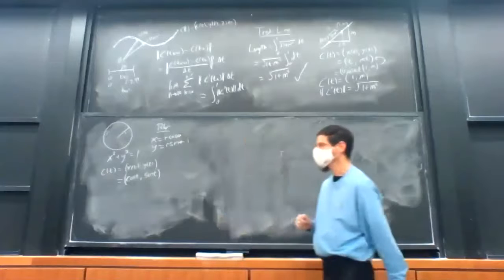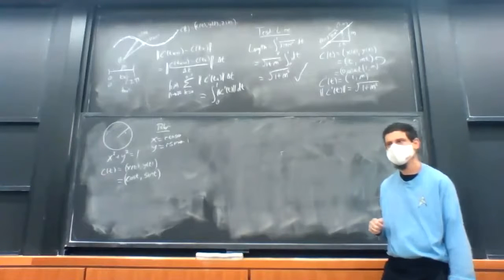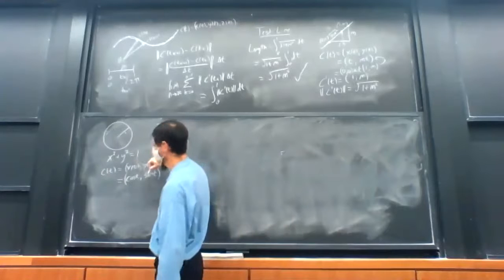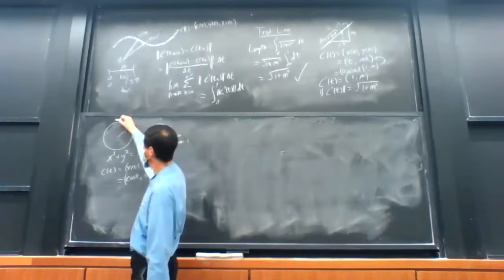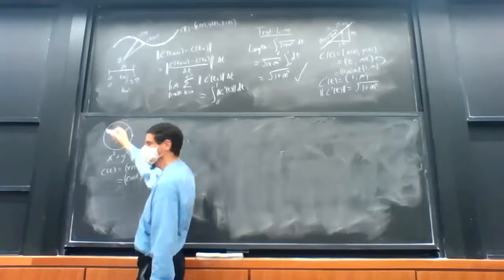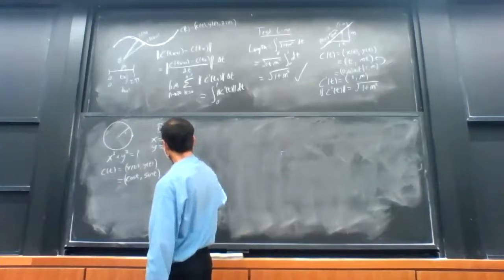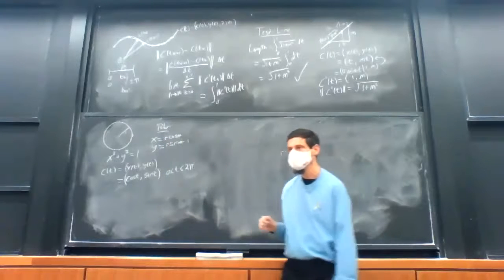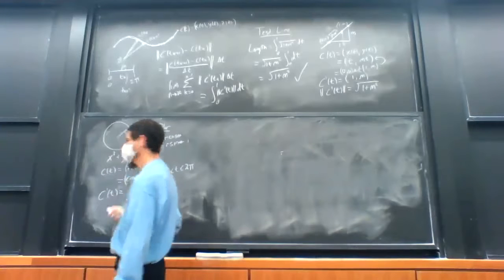And what would be the range of t if we want to get the whole circle? So when t equals 0, we start off at the point cosine 0, sine 0, which is right here. When t equals pi halves, we get up to here, 2 pi. So 0 less than or equal to t less than or equal to 2 pi. We need to compute c prime. So what would c prime of t equal?